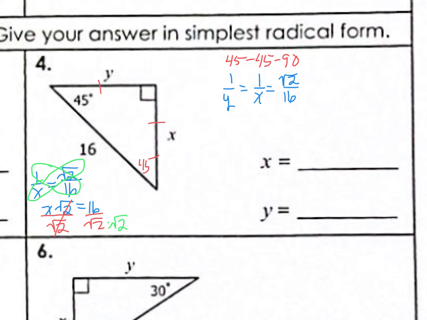However, I have to multiply this fraction by a form of 1. So whatever I do to the denominator, I must do also to the numerator. This right here is a form of 1, so it does not change the value of this fraction, it just changes how it looks. So 16 times the square root of 2 is 16 square root of 2, divided by, as we said, rad 2 times rad 2, which is just 2. And then the 16 and the 2 can reduce. 2 goes into 2 once.